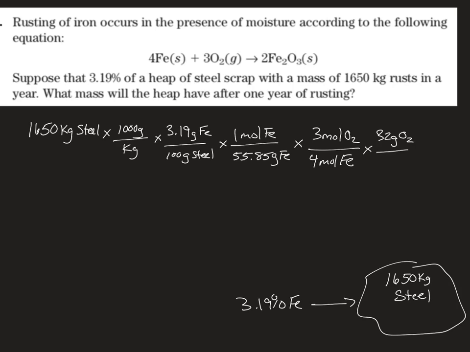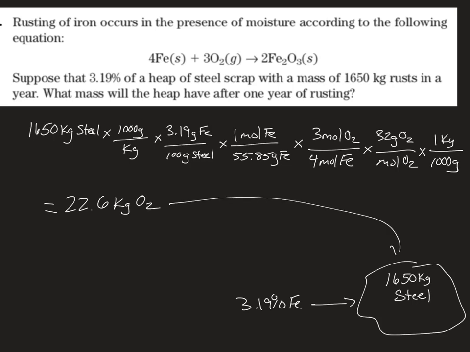We're going to convert to grams of oxygen, and then we're going to convert to kilograms of oxygen. Now, if you look closely here, we multiplied by 1,000 here, and we divided by 1,000 over here. And so because of that, we really didn't need to convert to grams and then back to kilograms. So that 22 kilograms of oxygen is all going to react with the iron here that's in the steel.